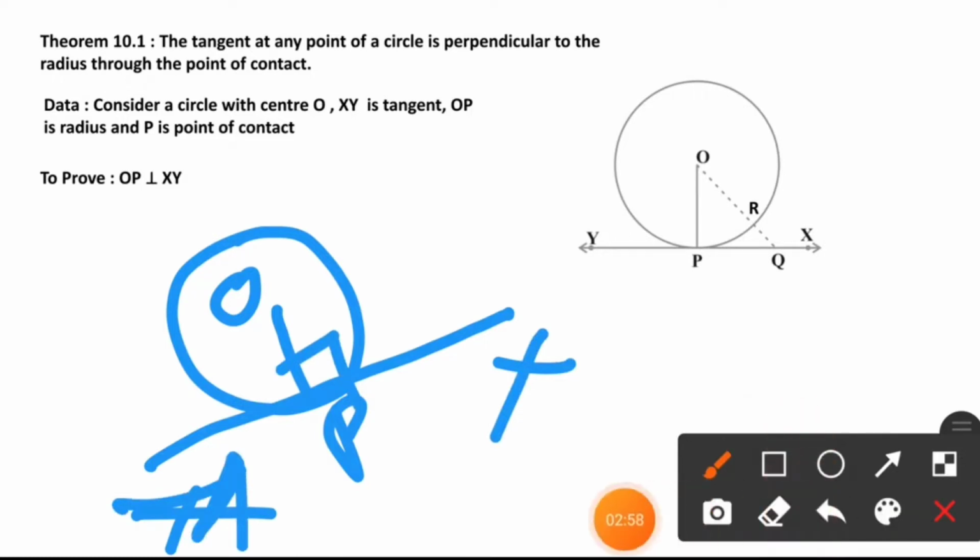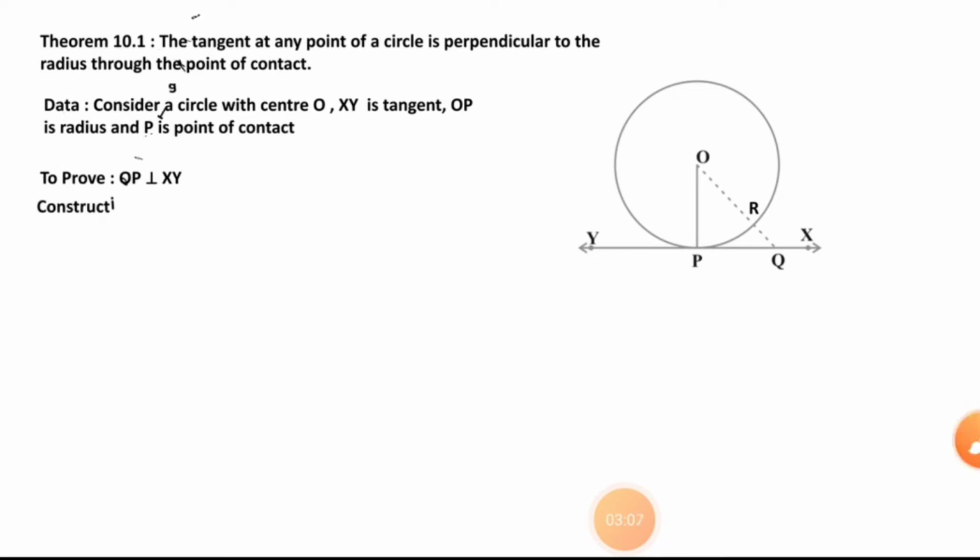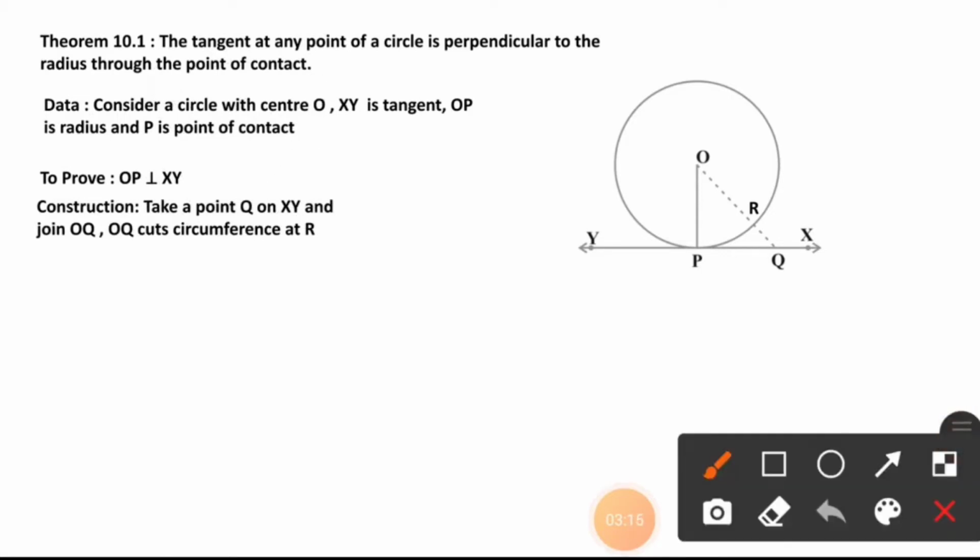So in order to prove that, we have to have a construction. In that construction, what we are going to do is take a point Q on XY. We were having this tangent, and on this tangent we have taken a point Q. You can take it anywhere apart from the point of contact. Here we have taken the right side. That point we have considered as Q.